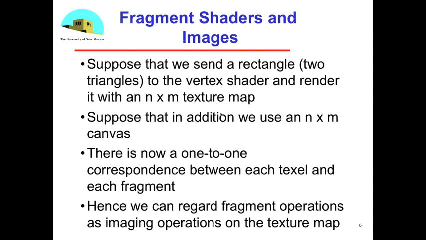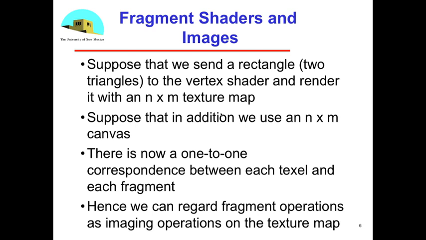And suppose we do the following. Suppose all I'm going to do is send a rectangle to the vertex shader. Okay, that's two triangles, but think of it as a rectangle. And I render it now with an n by m texture map that I've defined as a texture object and put into texture memory.